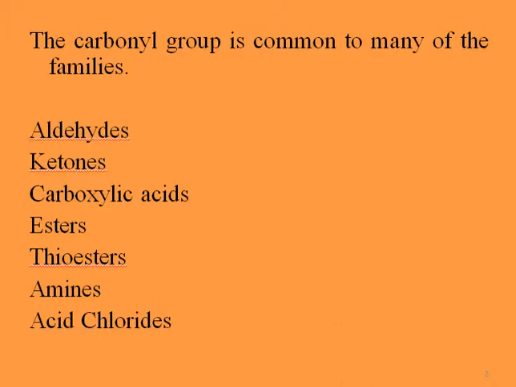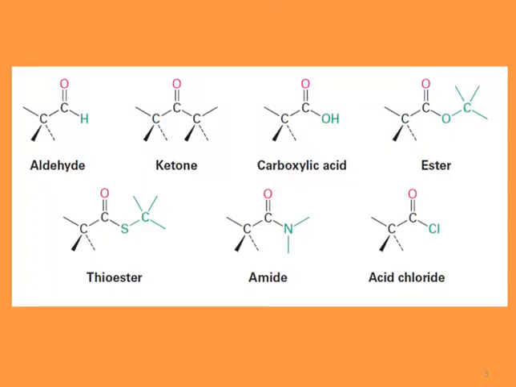The carbonyl group is common to many of the organic compound families. For example, aldehydes have a carbonyl group, ketones have a carbonyl group, and carboxylic acids, esters, thioesters, amides, and acid chlorides are the same. As you see here, we have different pictures for each of them.